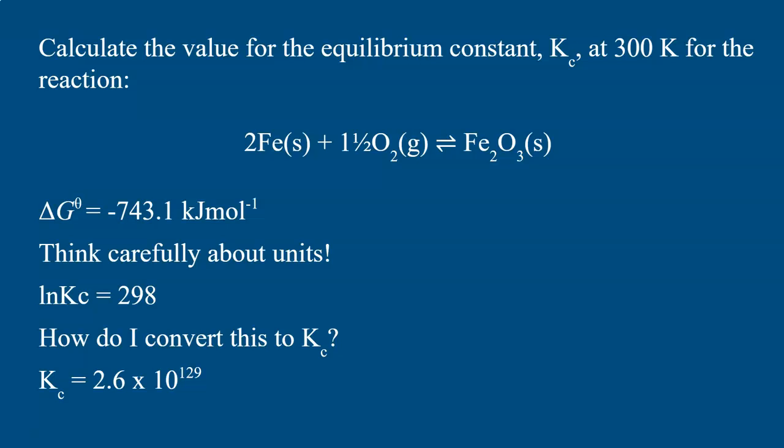Now, how do you then go about converting that to Kc? Well, it depends on your calculator. On many calculators, it is shift ln, and that will give you the correct value. Some calculators will get sulky with that sort of value for Kc, 2.6 times 10 to the 129. They don't like it, but I've managed to get it on my scientific calculator.